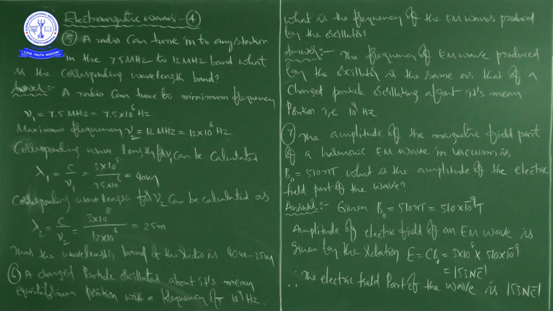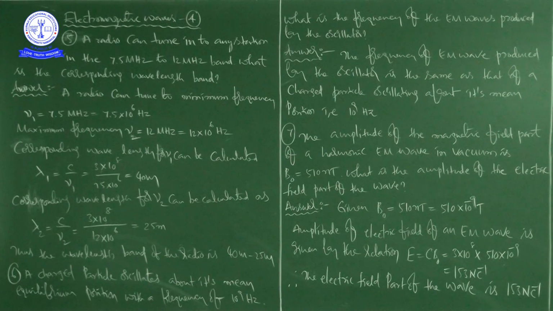Frequency of electromagnetic wave is equal to frequency of oscillation of charged particle. That is what is next, automatically. The frequency of the electromagnetic wave produced by the oscillator is the same as that of a charged particle oscillating about its mean position. That is 10 to the power of 9 Hz.